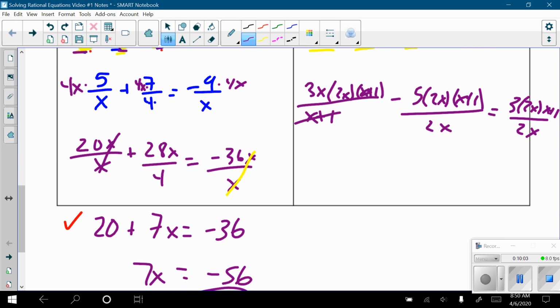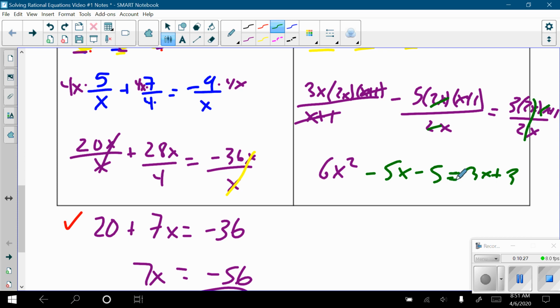Those go away. What's 3x times 2x? 6x squared. Those go away. What's 5 times x plus 1? It's 5x plus 5, but I have to distribute that negative. So it's minus 5x minus 5. Those cancel. What's 3 times x plus 1? Keep in mind I got little parentheses there. It's 3x plus 3. Okay?